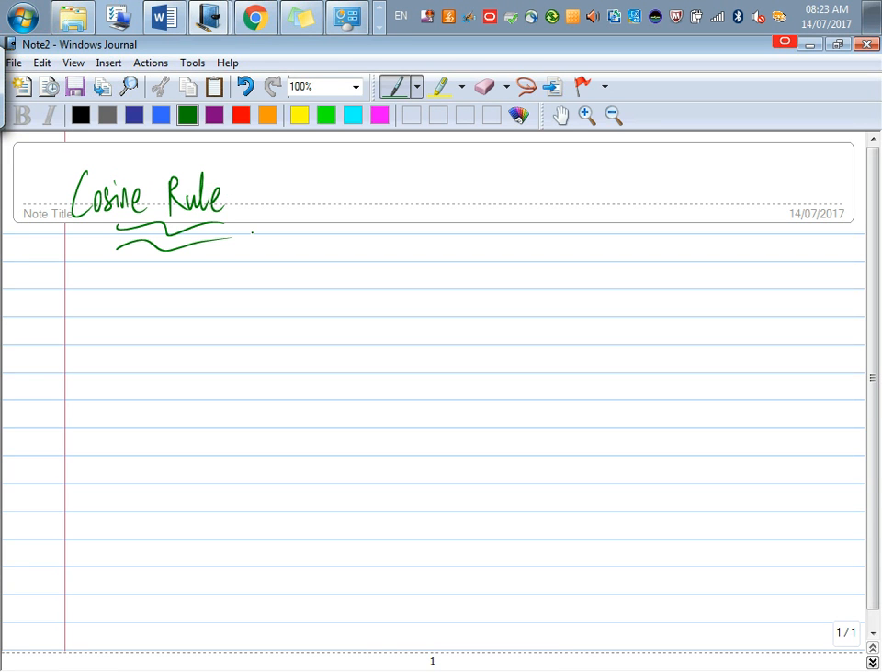Okay, class, look up. Please focus on this cosine rule. So far we have learned sine rule. So now it's a different one.